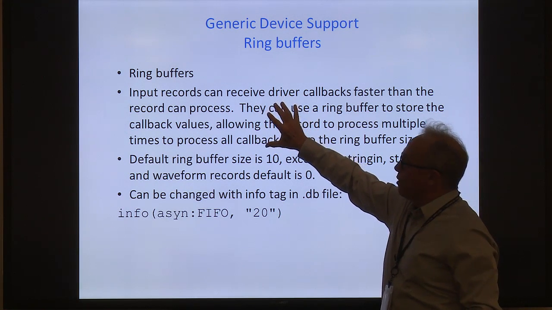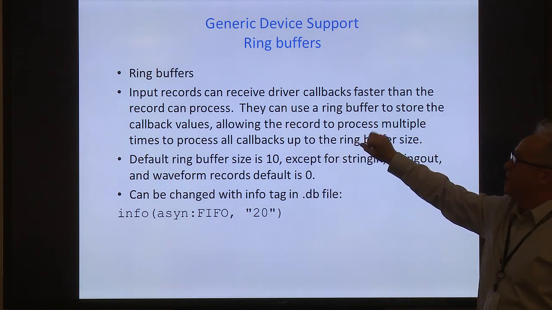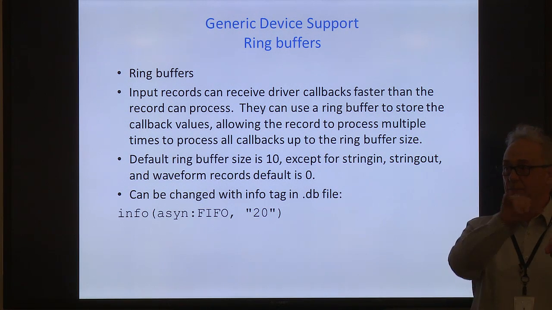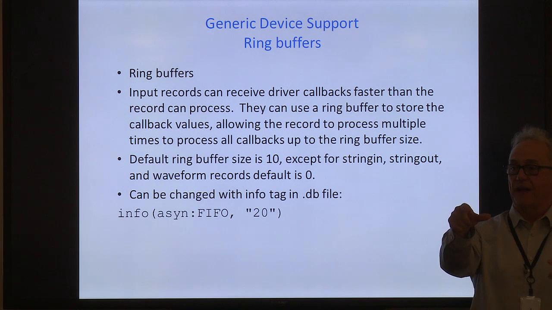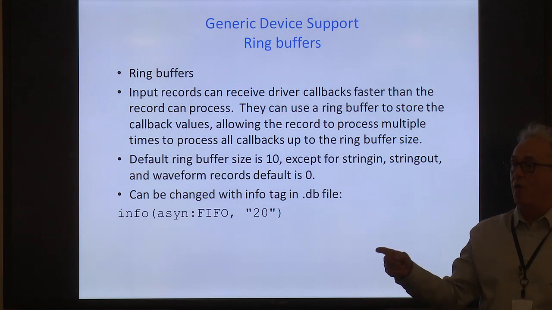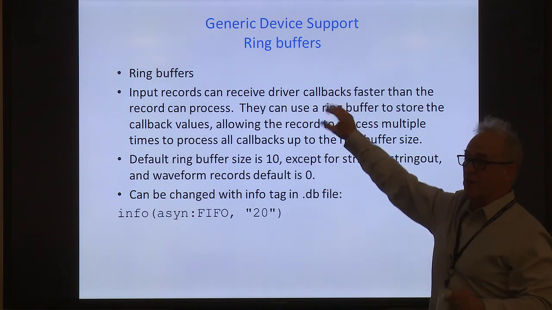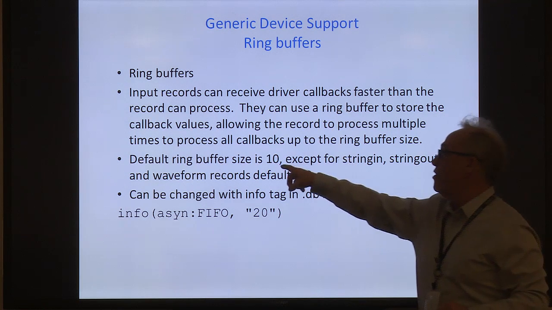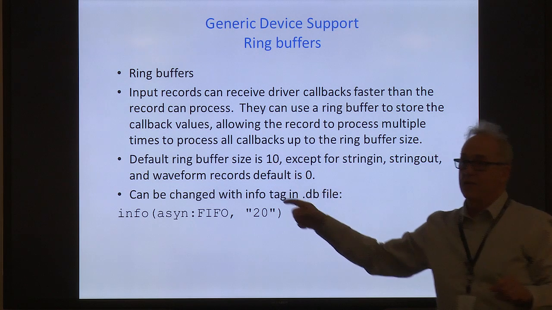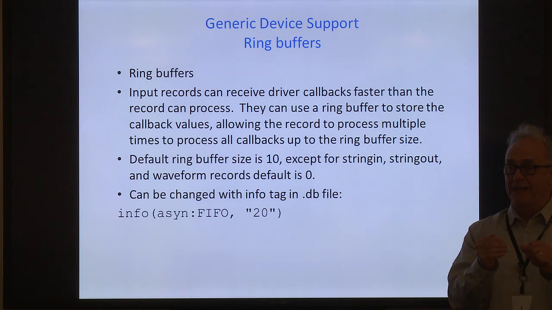So we've worked around that problem by having input records have a ring buffer. If it's getting callbacks in rapid succession, it buffers them in the device support and then asks the record to process. The first time it pulls out the first value, the next time it pulls out the next value. So you will see all the values up to the size of the ring buffer. The default ring buffer size for most records is 10, so you could get 10 rapid callbacks and not lose any of those transitions.